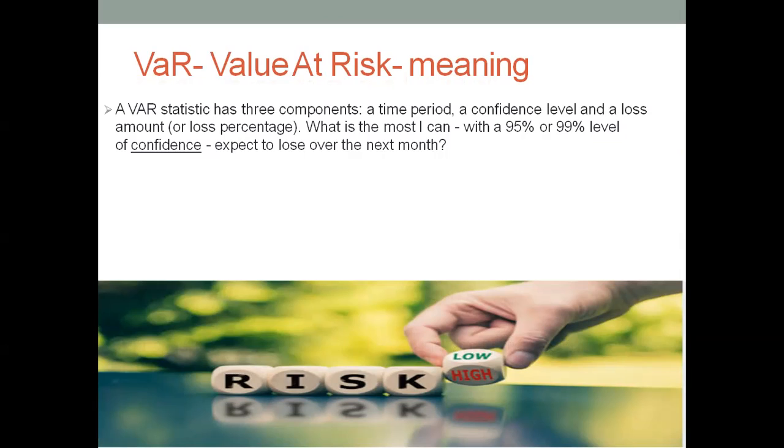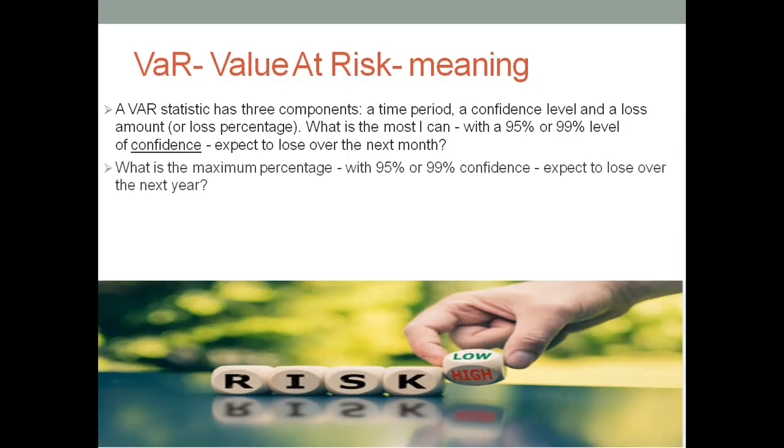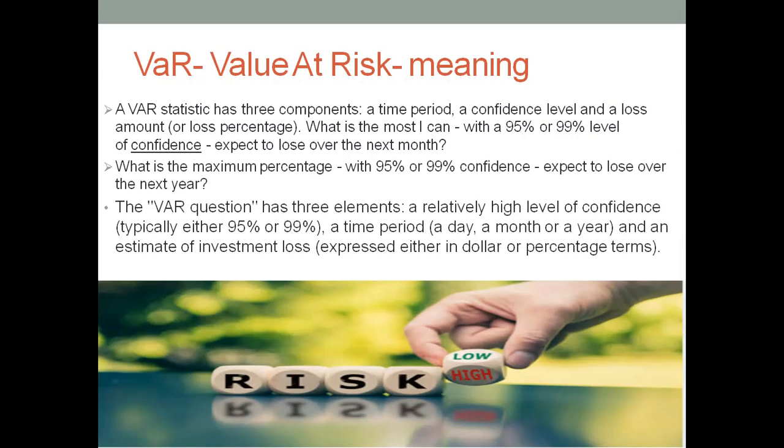Now, our next important measurement is VAR, that is value at risk. A VAR statistic has three components: a time period, a confidence level, and a loss amount or loss percentage. So what is the most I can expect to lose over the next month? That is predicted with a 95% or 99% confidence level. This is VAR, right? Similarly, what is the maximum percentage I can expect to lose over the next year with 95% or 99% confidence?